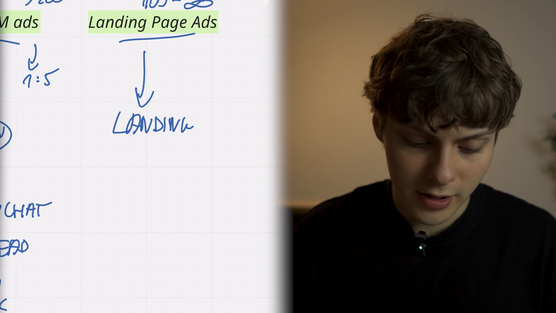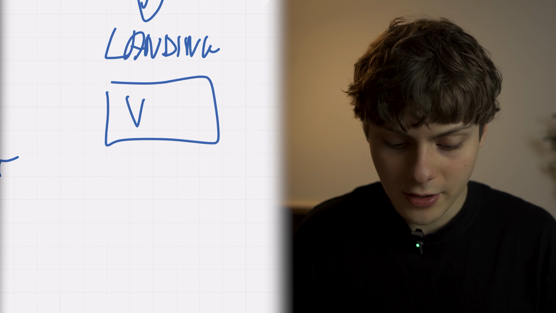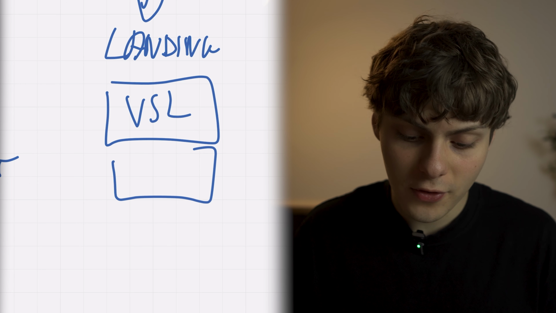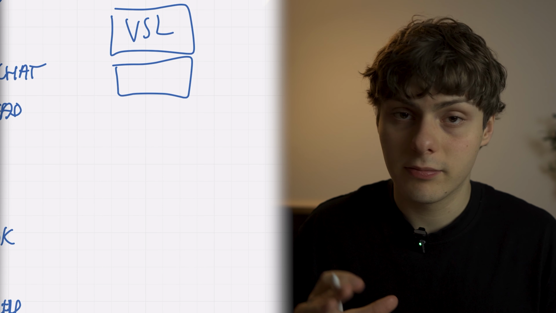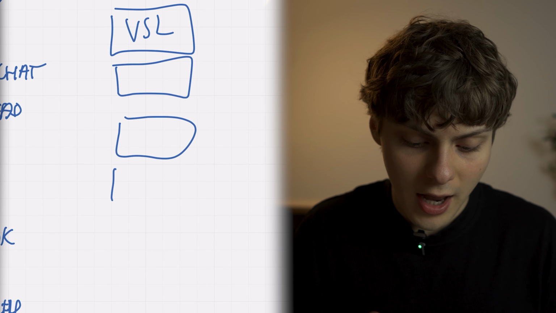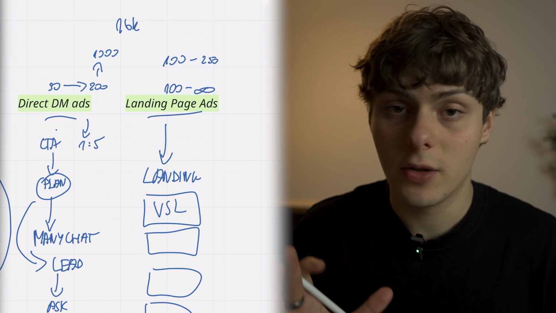And now on the landing page, like a traditional VSL landing page, you will have a VSL, some type of calendar, maybe with questions inside of it. If you want to add more friction, then add questions. If not, then just have an open calendar and testimonials right here. And this is the last type of ad creative that we actually run.